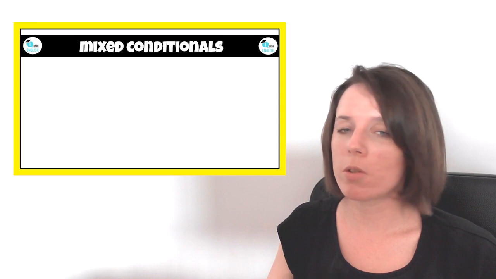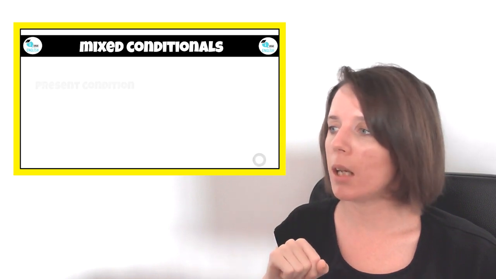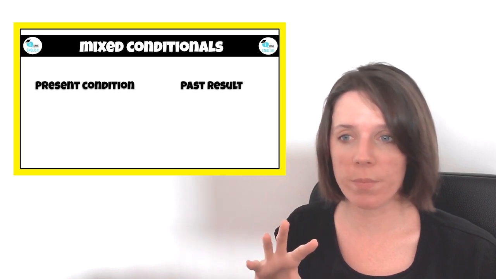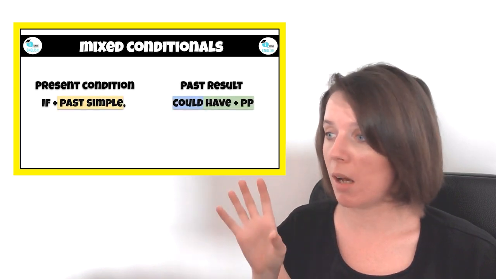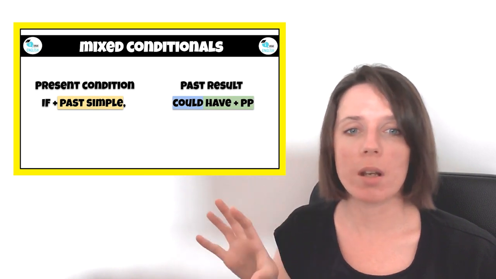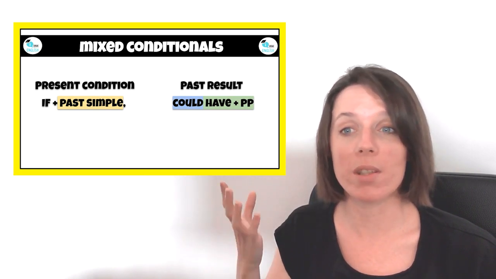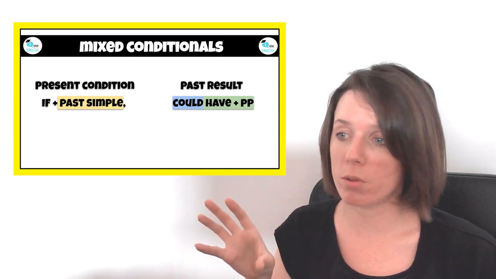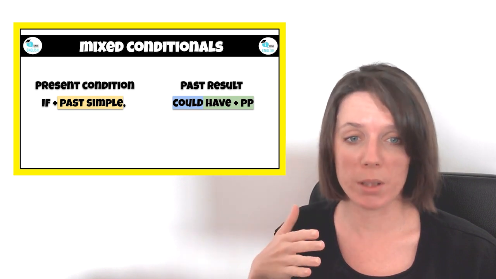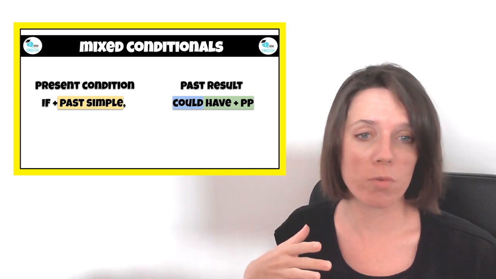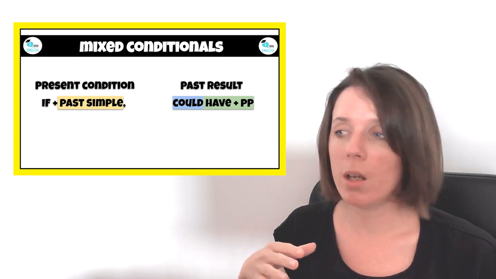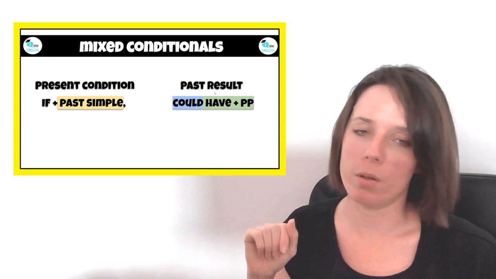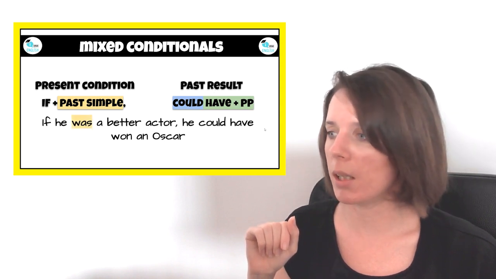So your mixed conditionals can come in two different ways. You can either have a present condition with a past result. So for your present condition, you would have if and past simple. So that would be like your first part of second conditional. So you'd have if and past simple, and then your past result would be could, have, and a past participle, which would be like your past result for third conditional. So this is basically a mix of second for your condition and third for your result. And that would look something like this.